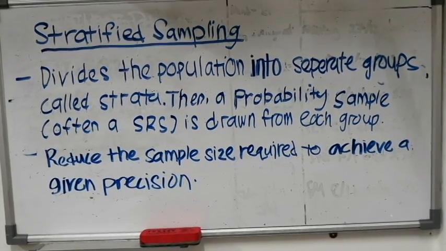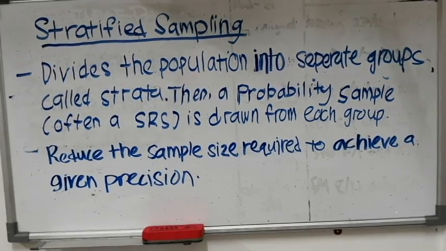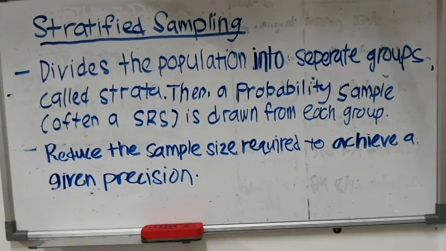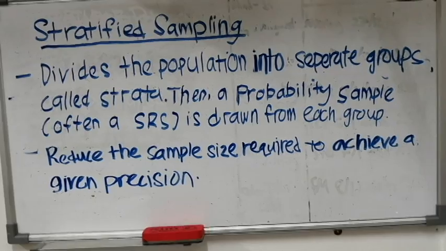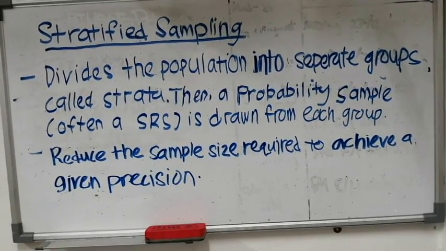I would like to explain about stratified sampling. First of all, stratified sampling refers to a type of sampling method. With stratified sampling, the researcher divides the population into separate groups called strata. Then, a probability sample, often a simple random sample, is drawn from each group.